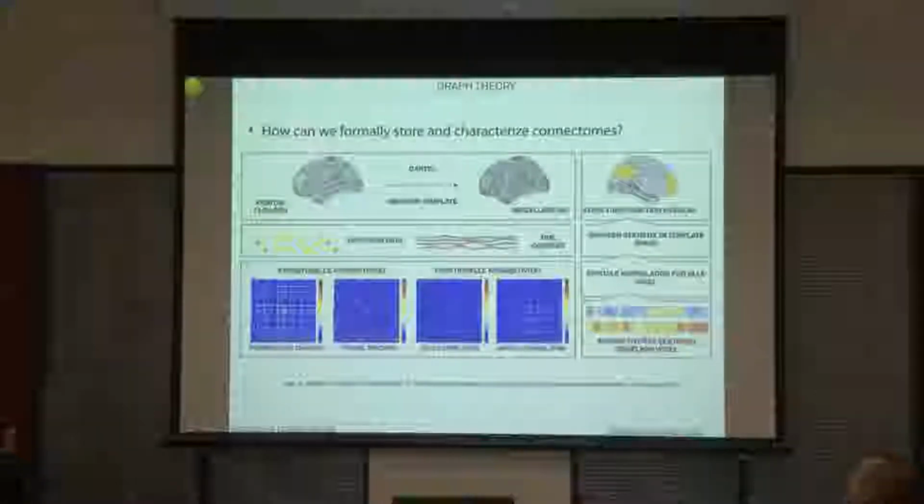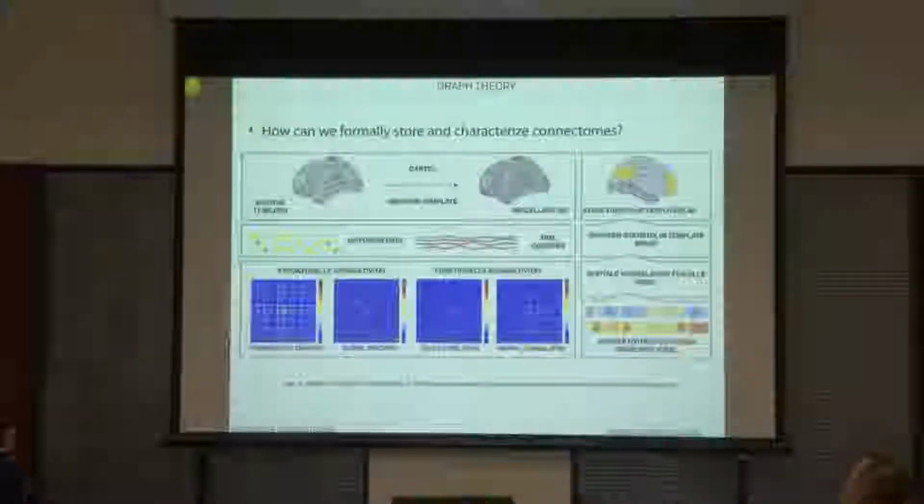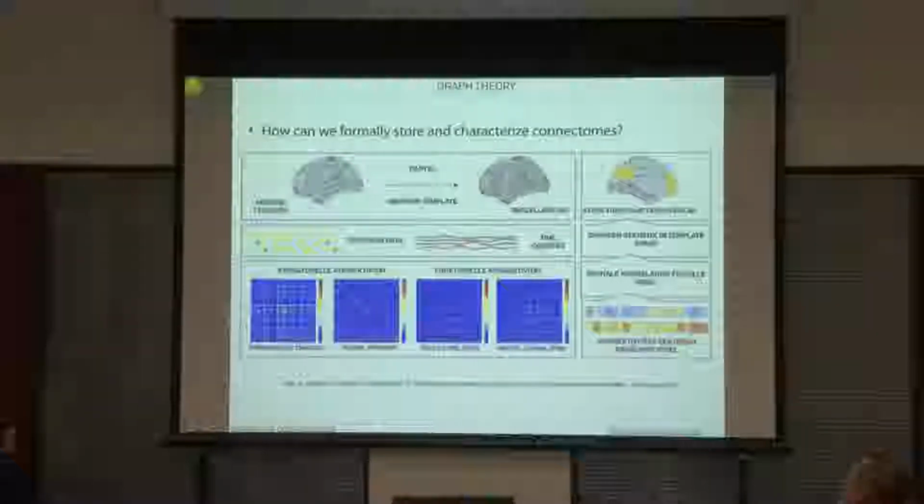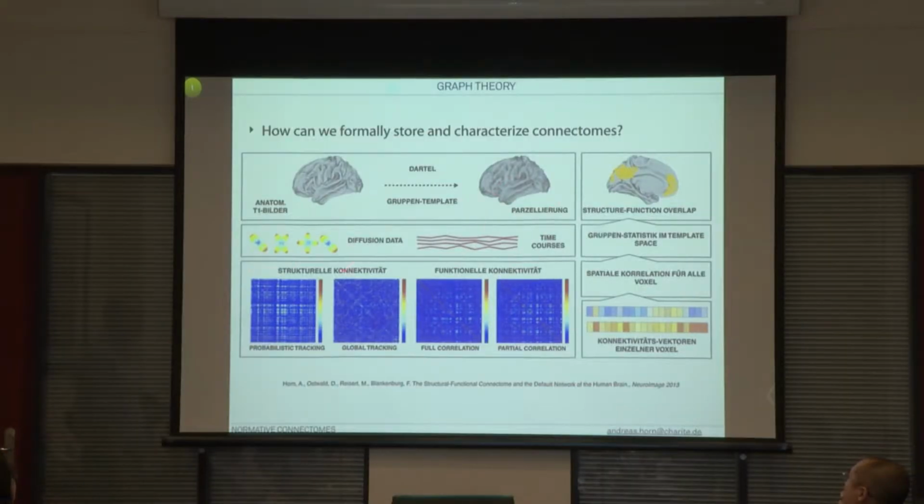And how can we formally store and characterize such connectomes? Well, we take T1s, then we can normalize them, we build a group template, and then we have the diffusion data and the resting state data, and for each parcel of the brain, we can create these connectivity matrices, which can be based on different metrics. But this is basically how we can store such normative connectomes.